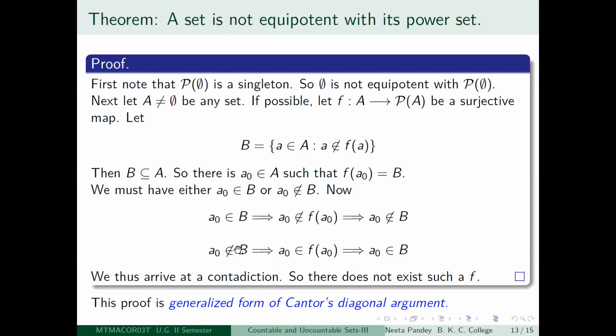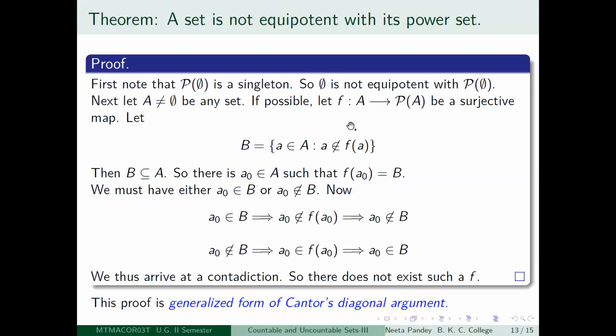So what have you shown? You have shown that if A0 belongs to B, then A0 cannot belong to B. And if A0 does not belong to B, then A0 has to belong to B. So in both the cases, what you're getting is a contradiction, right? It's obvious, I think, now. So this contradiction arose from the fact that we assume that there is a surjective map like this. So that is a false statement.